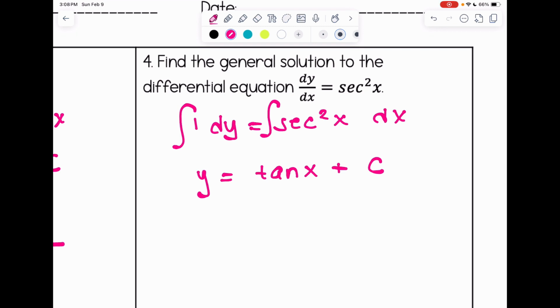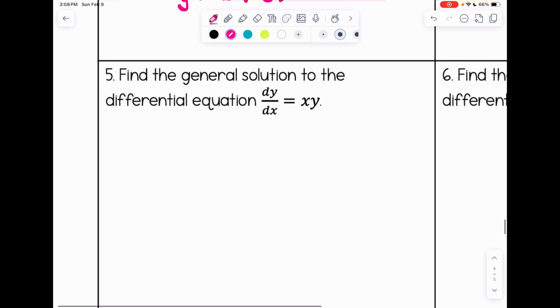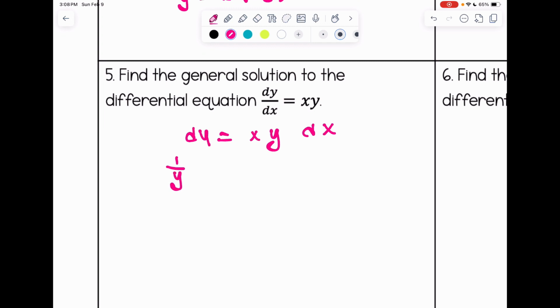All right, we're going to take a look now at some that are a little bit more advanced. So if we look at number 5, find the general solution, and we have the equation dy/dx equals x times y. If I multiply both sides by dx, like we've been doing so far in this video, it gets rid of the fraction, but it doesn't separate the variables successfully. So what I'm going to have to do is divide by y on both sides. The way that I'm going to write that is as if I'm multiplying both sides by 1 over y, right? Dividing by y or multiplying by 1 over y would be the same thing.